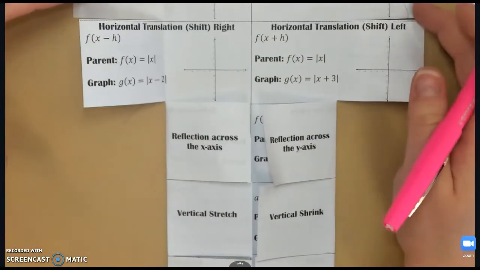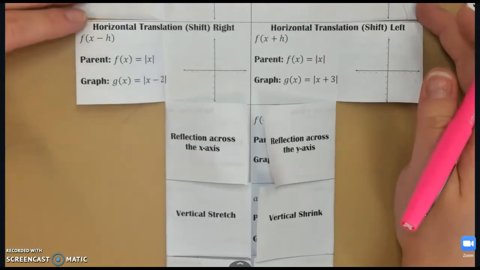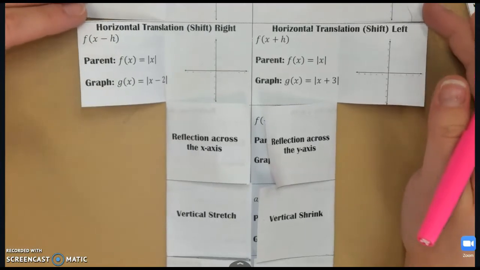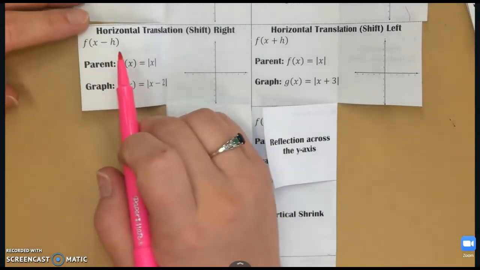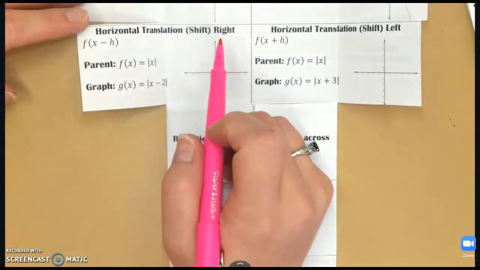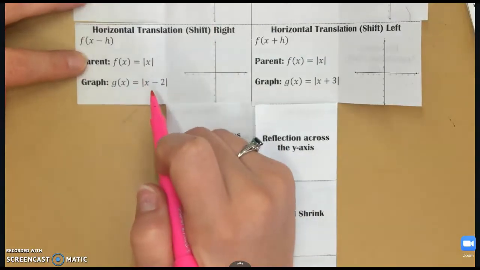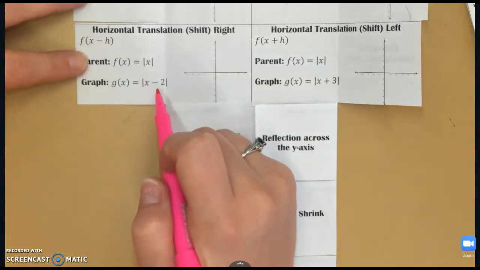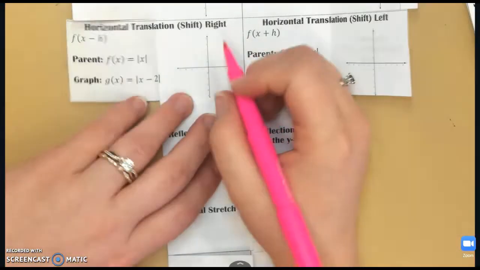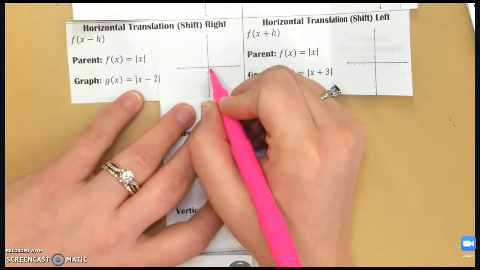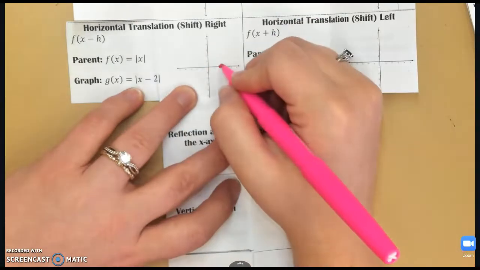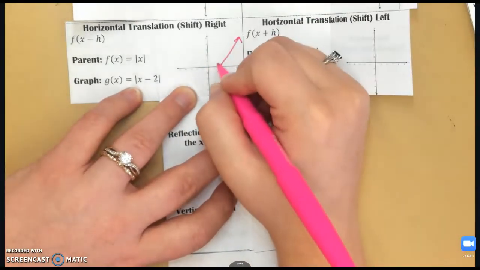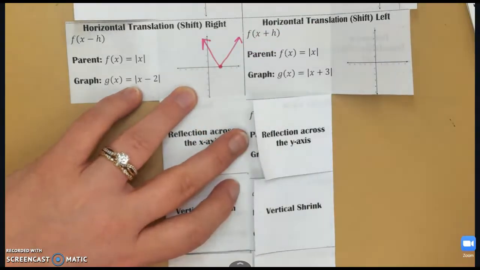Well, vertical was outside of the parentheses. Horizontal is inside. So if we have a number being subtracted inside, that means we're shifting to the right. So if I have the absolute value of x minus 2 and the minus 2 is inside my absolute value, that means my original vertex being at (0, 0), I'm going to shift it to the right 1, 2. And then the rest of my function looks the same.